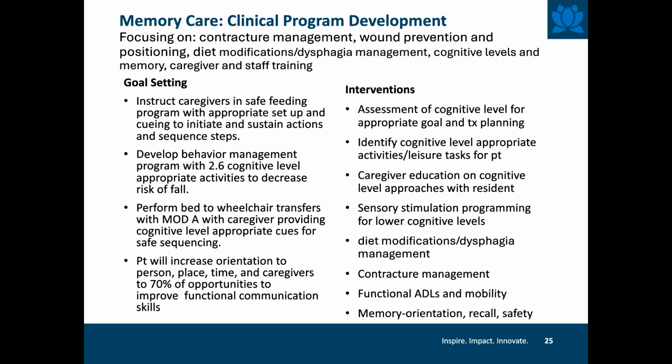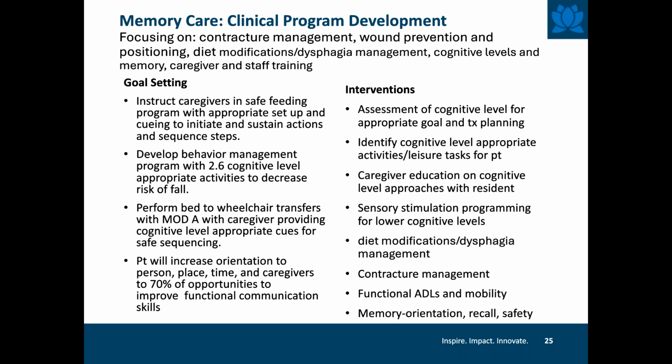So a few examples of goals would be instructing caregivers in a safe feeding program with appropriate setup and cueing to initiate and sustain action and sequence steps. Develop behavior management program with a 2.6 cognitive level appropriate activities to decrease risk of falls. Perform bed to wheelchair transfers with mod assist with caregiver providing the appropriate cognitive level cueing. Patient will increase orientation to person, place, time, and caregivers to 70% of opportunities to improve functional communication skills.